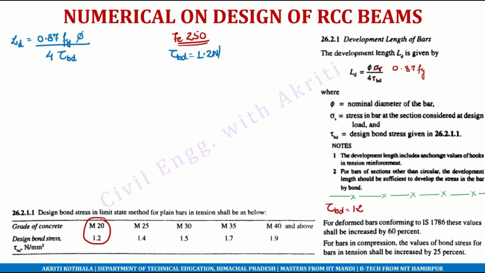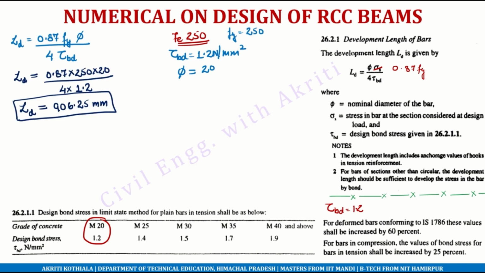2 Newton per millimeter square. Phi is equal to the diameter of the bar, which is 20 mm, and Fy is already 250 N/mm². So substituting these values, we obtain a development length requirement of 906.25 millimeters.